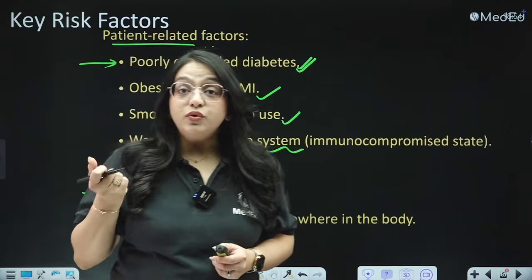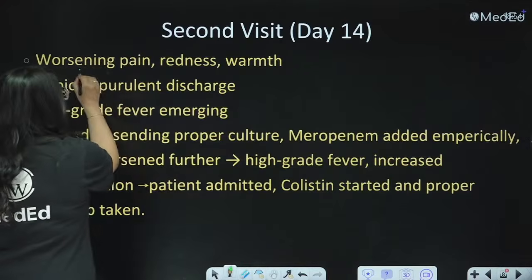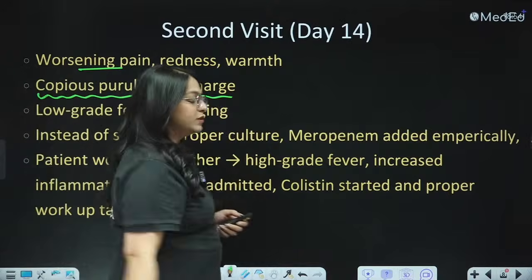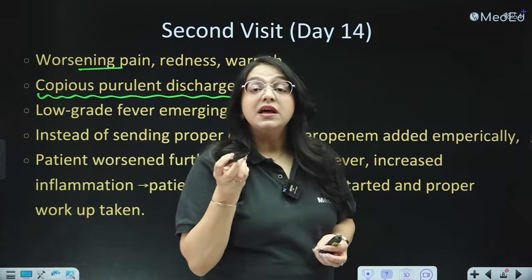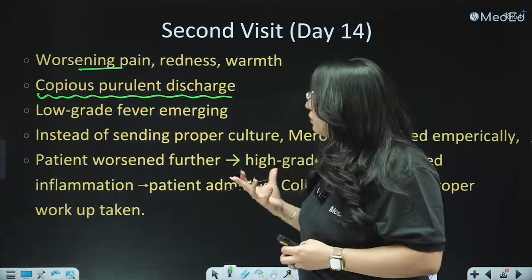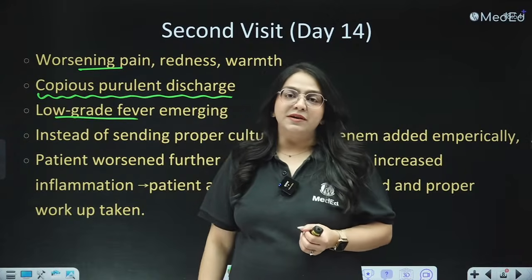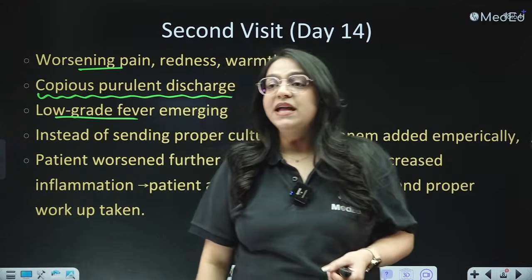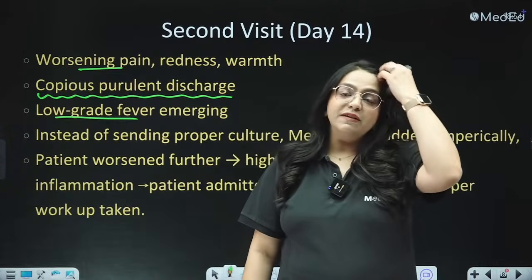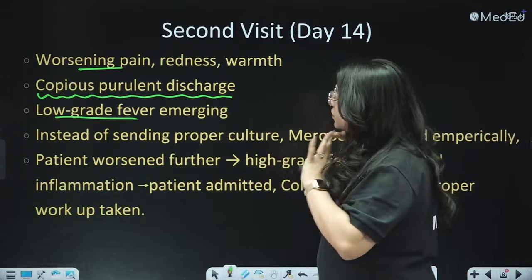The patient should have improved now. Irrespective of the report, the patient did not improve. There was worsening pain, redness and warmth. Now, copious purulent discharge has started, which was mild seropurulent to begin with. Now, it has become copious and highly purulent. High amounts of pus are being formed. Low grade fever has now also started emerging in the patient. All of this is telling me that the patient is now worsening. In spite of giving all these antibiotics, the patient is not improving, there is worsening of infection.